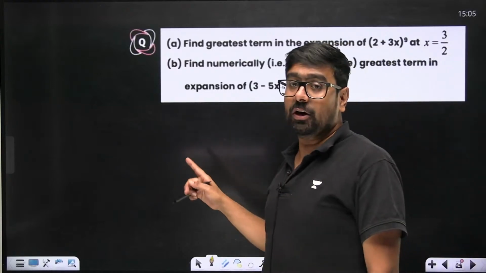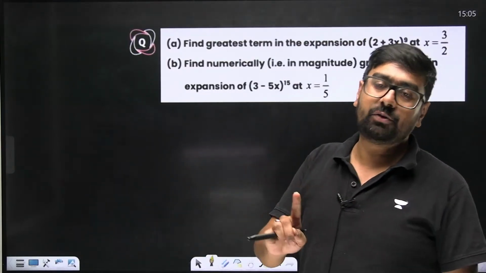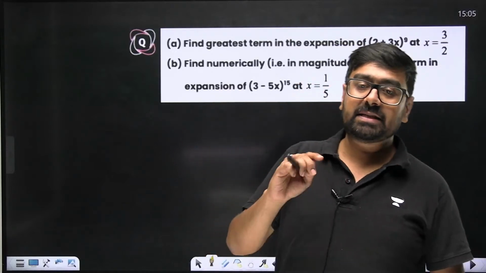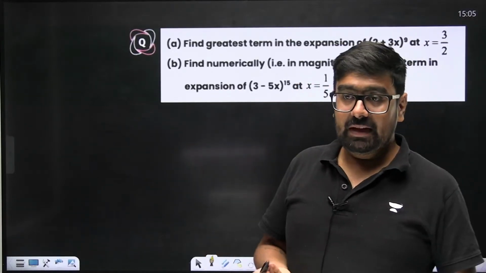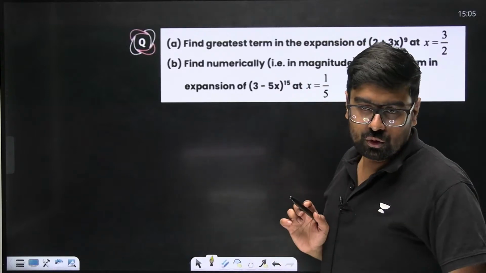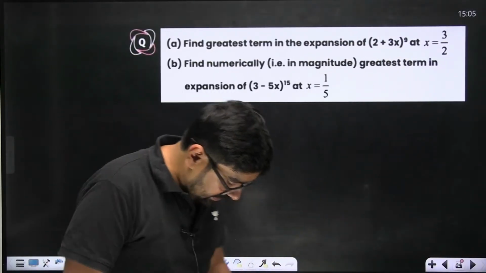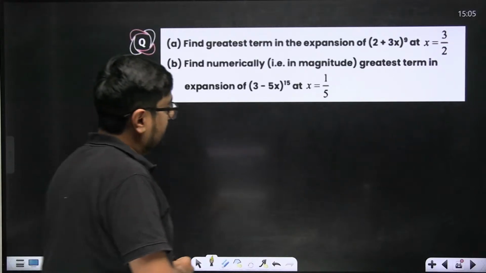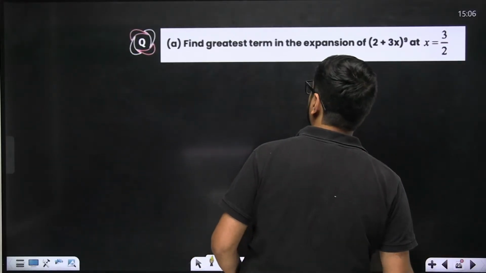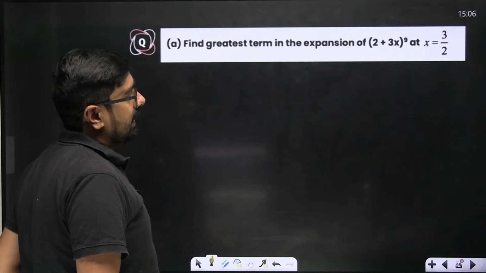This is not about the greatest coefficient. The greatest coefficient will be the middle coefficient only, but the greatest term can be anything. The greatest coefficient will always be the middle coefficient, nC(n minus 1 by 2), but the greatest term can be different. For example, let's say these two example questions are there. (2 plus 3x) to the power 9 at x equal to 3 by 2.